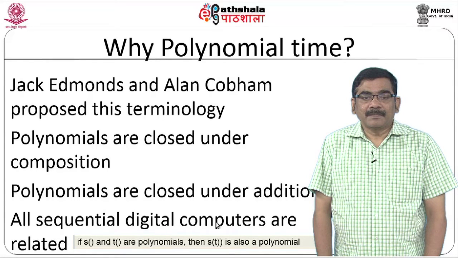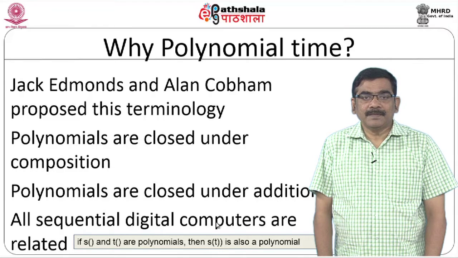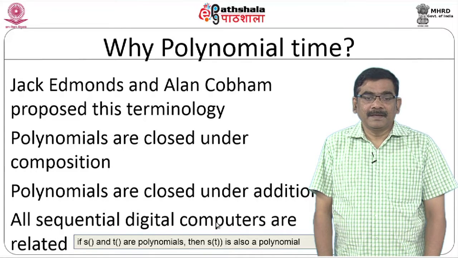What is the concept behind this? Polynomials are closed under composition. For example, if you have two algorithms A and B having complexities S of n and T of n, then we can use one algorithm as a subroutine for another algorithm in order to find an algorithm which can solve the given problem. In other words, polynomials are closed under composition.